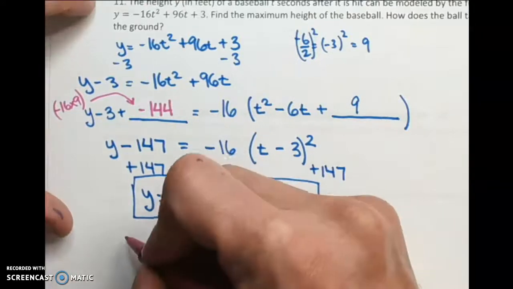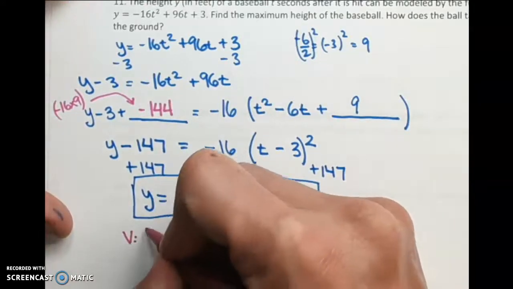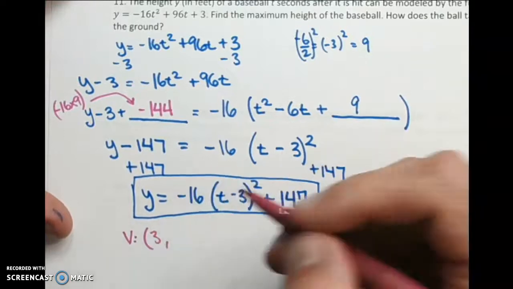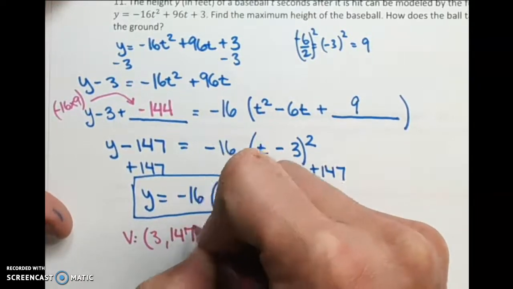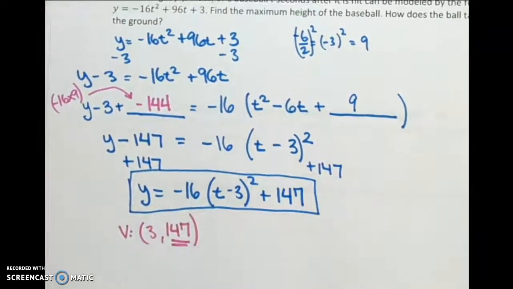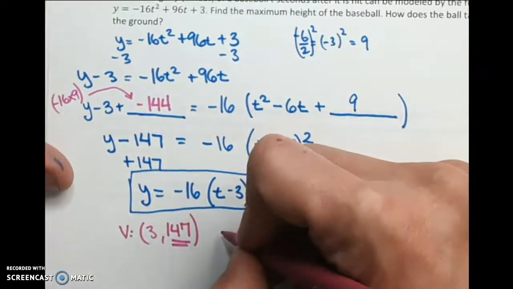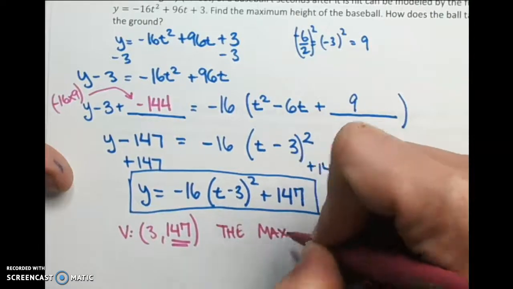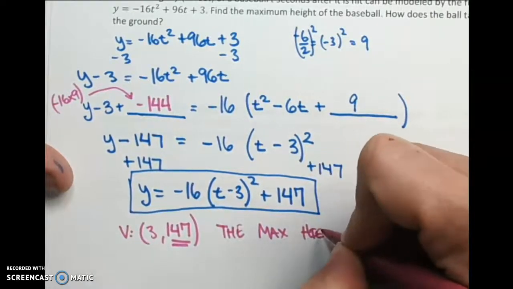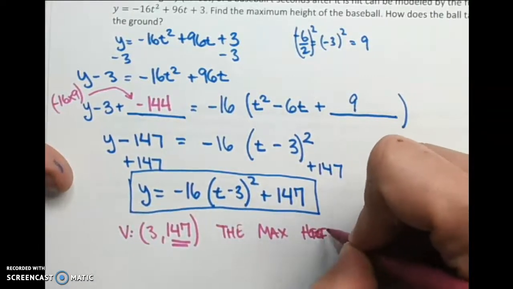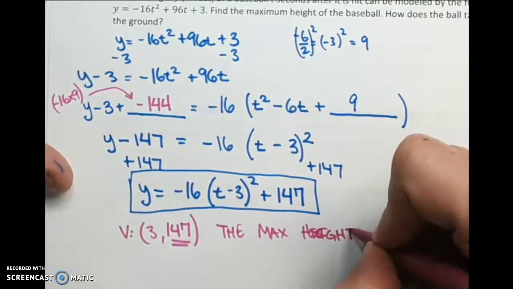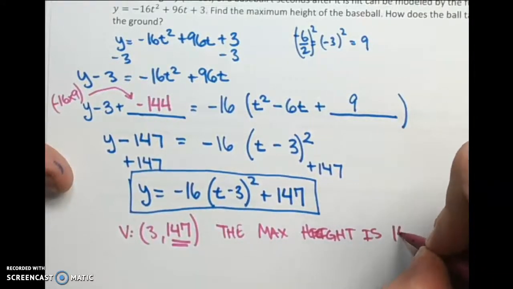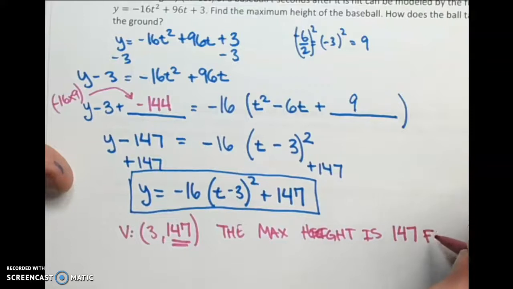And now I'm going to use that to find the maximum height. The maximum height stems from my vertex, which is the (h, k). In this case, it would be 147. Really, 147 is the max height. So I'm going to say the max height is 147 feet.